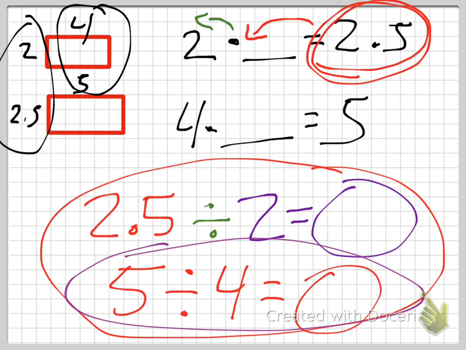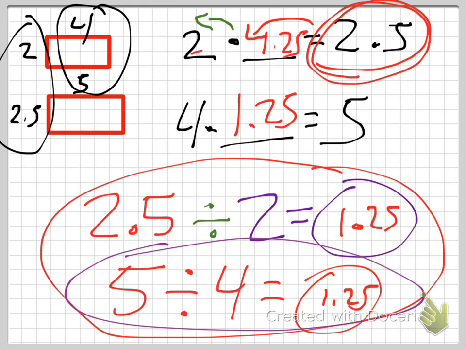So I could come back in here and fill this in with 1.25, or 1 1/4. I could use either of those. And I could do the same thing here, 1.25. And in fact, if you were to go and check, you could see that 2 times 1.25 is equal to 2.5. And 4 times 1.25 is equal to 5. So you can see a way to find scale factor when scale factor is challenging to find.